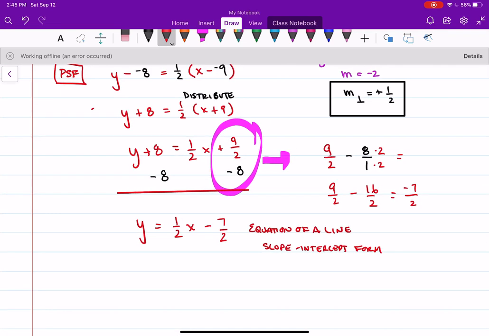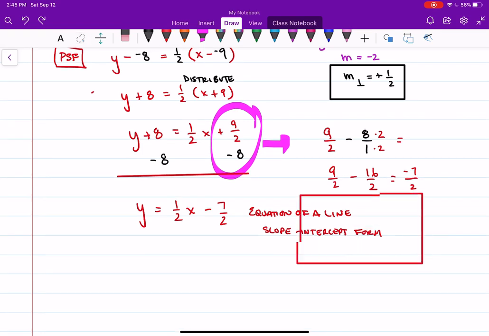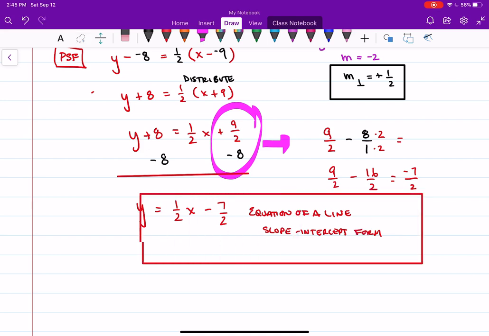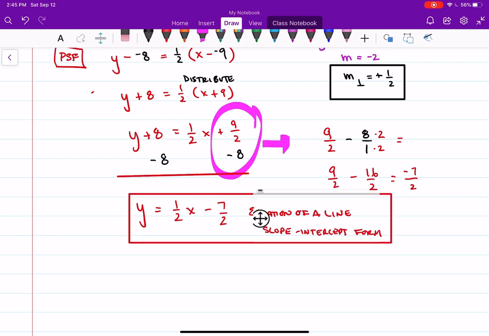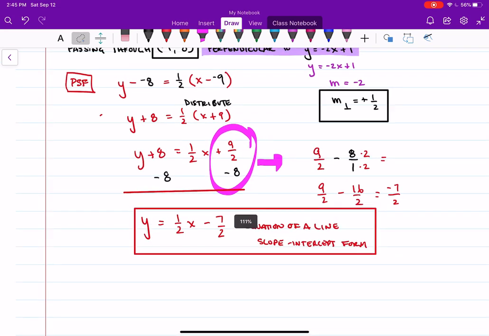However, wow, struggle bus. All right, so there's my equation of a line in slope-intercept form.